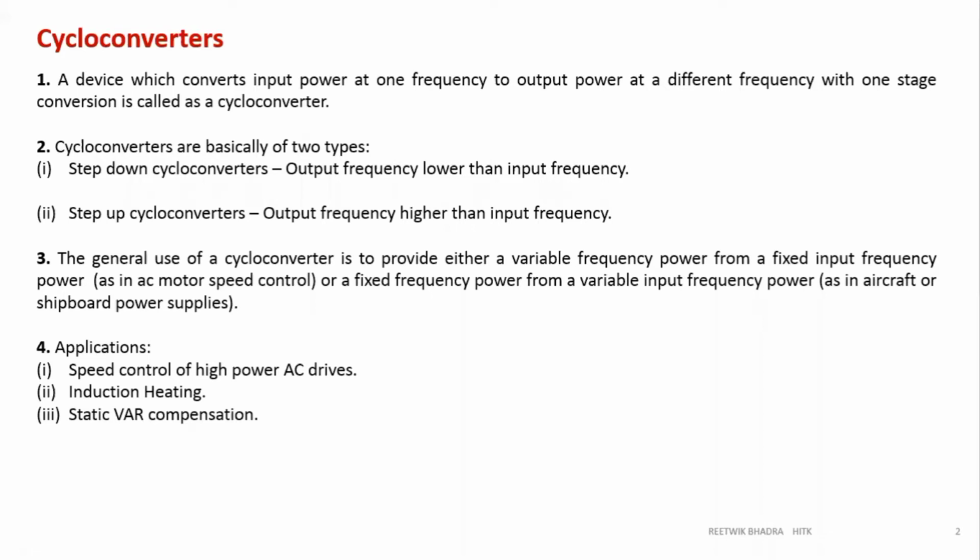That's why you will see in your syllabus also that these two types of converters are known as AC to AC direct converters. No need of converting AC to DC and then DC to AC again. So these are direct AC converters. That's why we are saying it requires one stage conversion only.